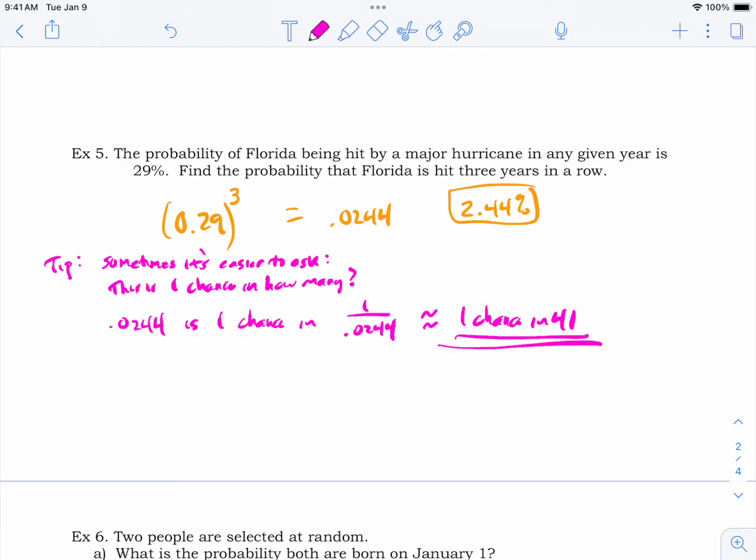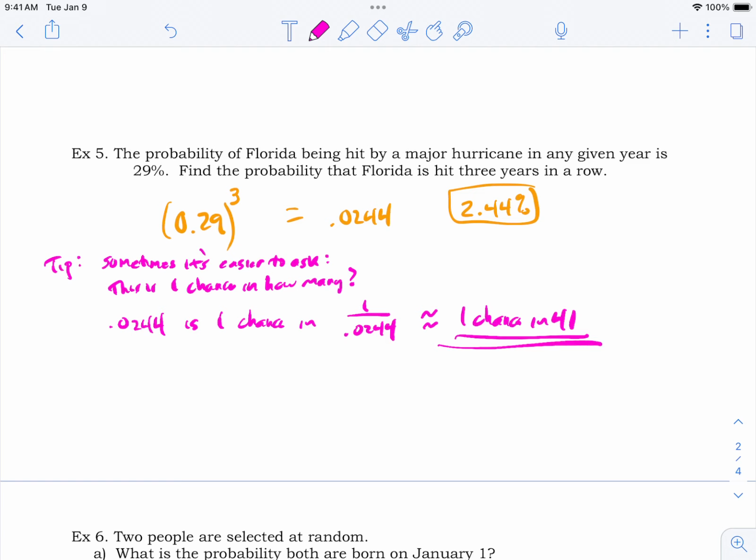And that, I think, is easier to help get a grapple on what these numbers are telling you. They're telling you that one try in 41, you will get hit. You'd expect to get hit, not that you will. You expect to get hit by a major hurricane in Florida 3 years in a row.